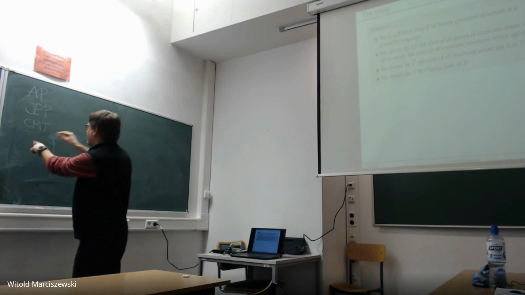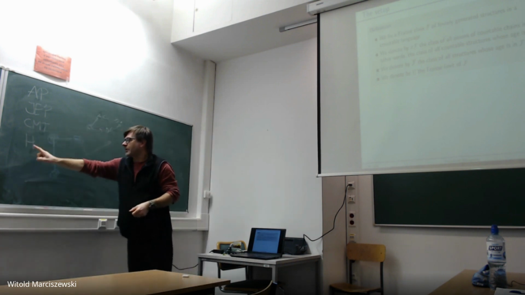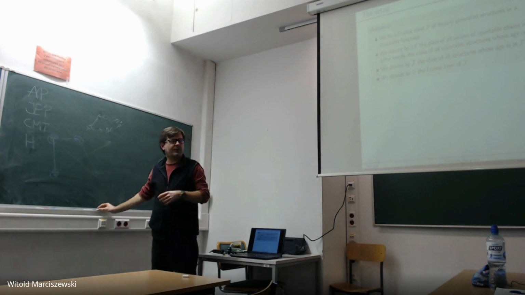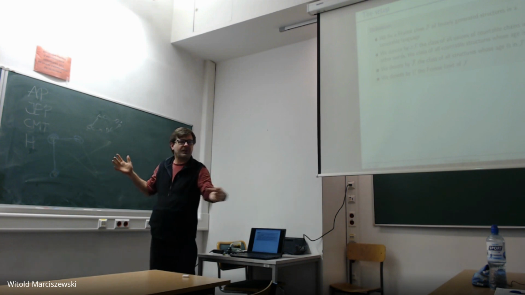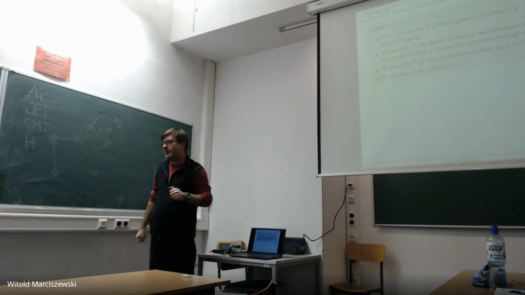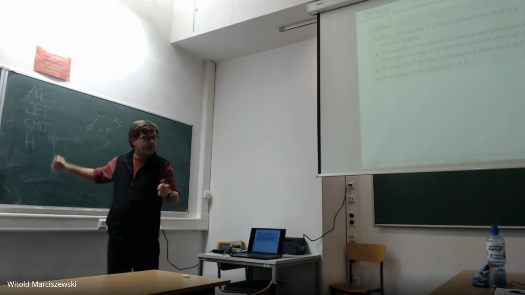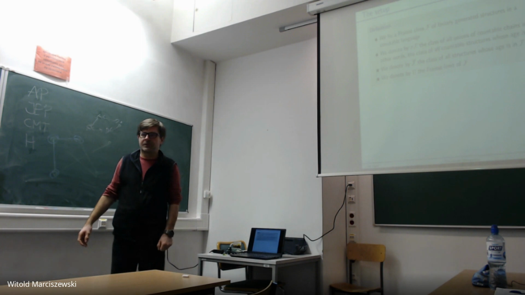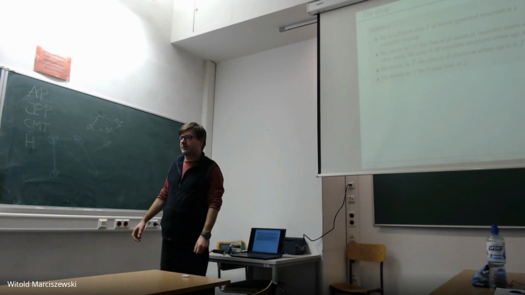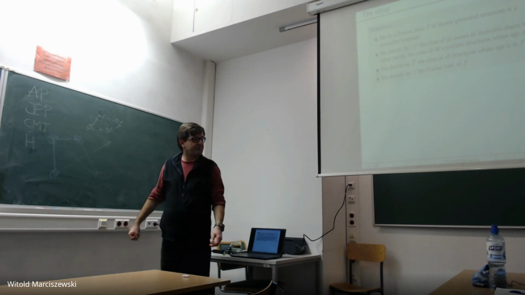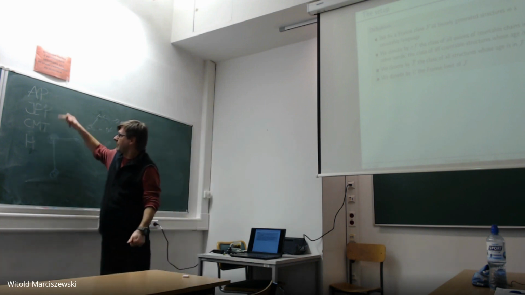Sorry, I forgot this hereditary. This means you have any structure from your class script F, you take any structure that is embeddable into this one and is finitely generated, and this is again in F. So, for example, if you take all finite graphs, all finite connected graphs, this satisfies all these properties.